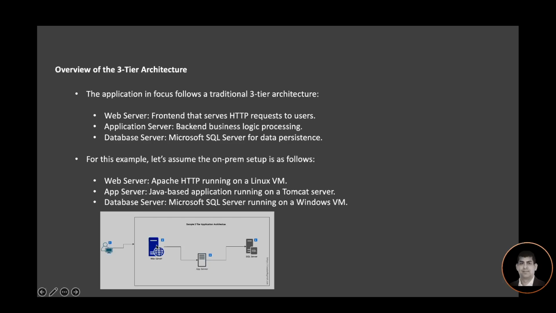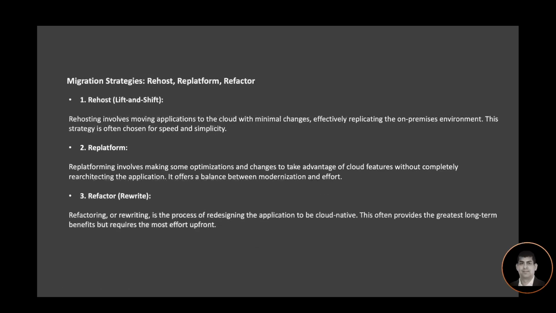Could be anything. You're trying to look at your account balance, you are looking for your customer information, you want to update your address, you want to purchase something, right? Could be anything, but that's a typical 3-tier architecture. So let's look at the migration strategy that we will look at in this context.